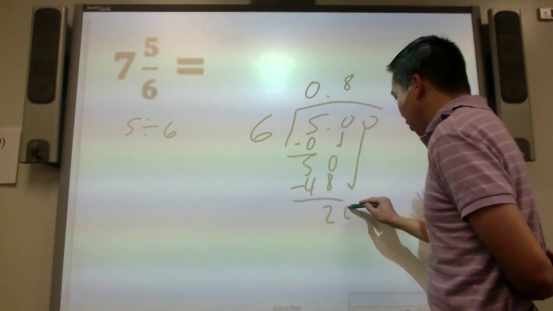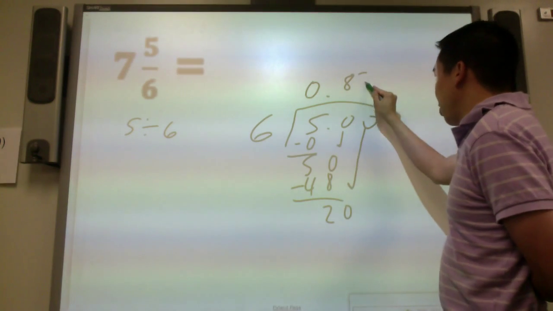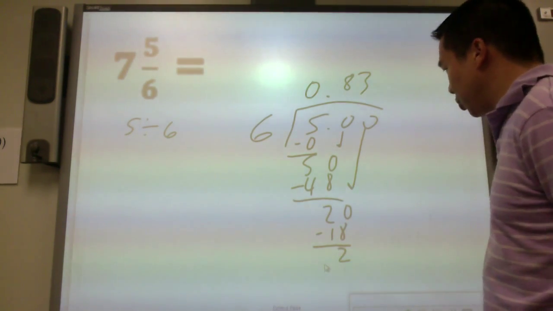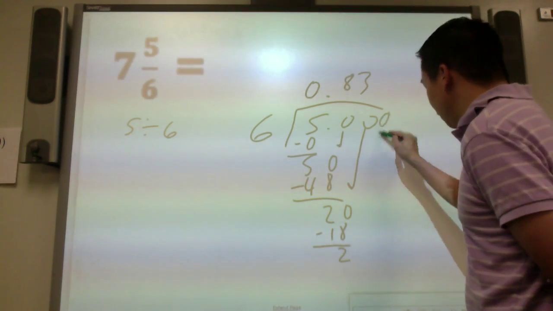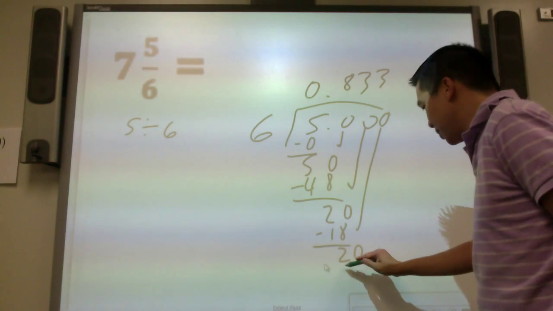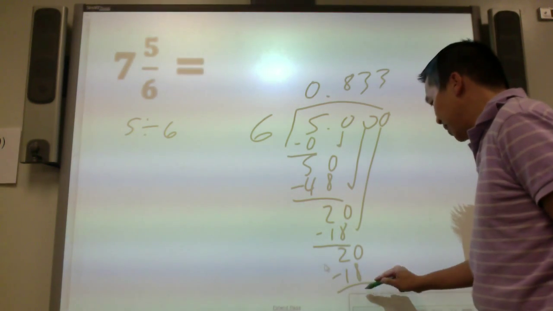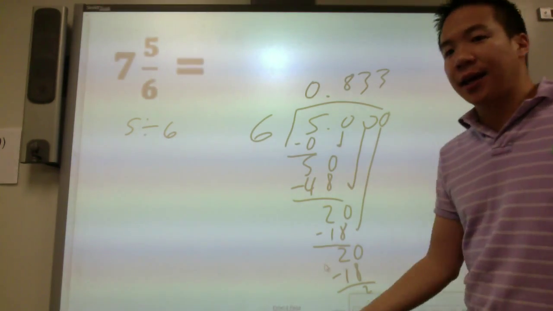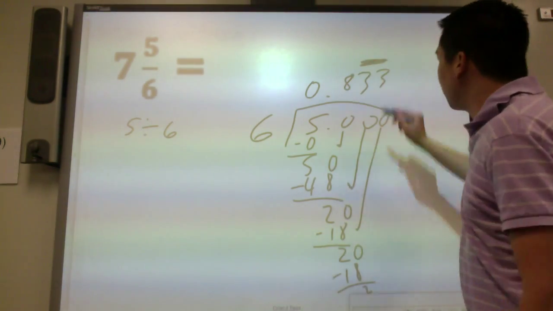Bring down a 0. Can 6 go into 20? 3 times. 20 minus 18 is 2. Get rid of this remainder. Add a 0. Can 6 go in 20? 3 times. 20 minus 18 is 2. It's repeating again. So put a repeating bar.